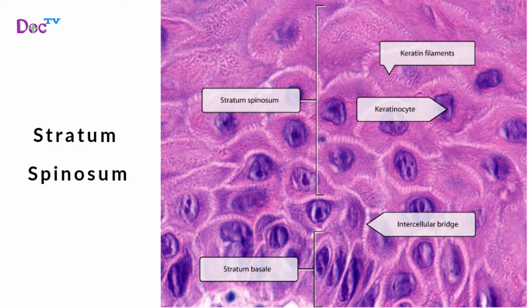Stratum spinosum. As keratinocytes are produced in the stratum basale, they are pushed outward into the stratum spinosum, forming several layers of connected cells that contain keratin filaments. Scattered among these keratinocytes, immune cells called epidermal dendritic or Langerhans cells detect, ingest, and process antigens.